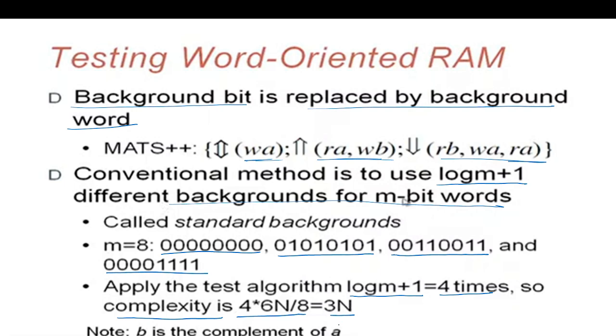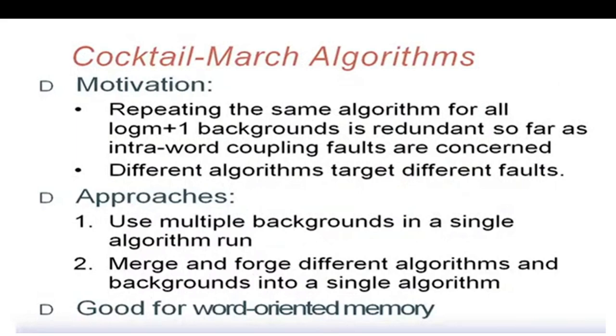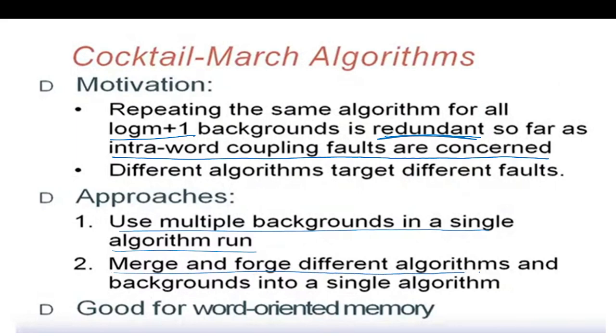Next is the cocktail March algorithm. So the motivation: repeating the same algorithm for all the log m plus 1 backgrounds is redundant as far as the intra-word coupling faults are concerned. Different algorithms target different faults. So the approach is to use multiple backgrounds in a single algorithm run. So we merge different algorithms and backgrounds into a single algorithm, good for word-oriented memory.